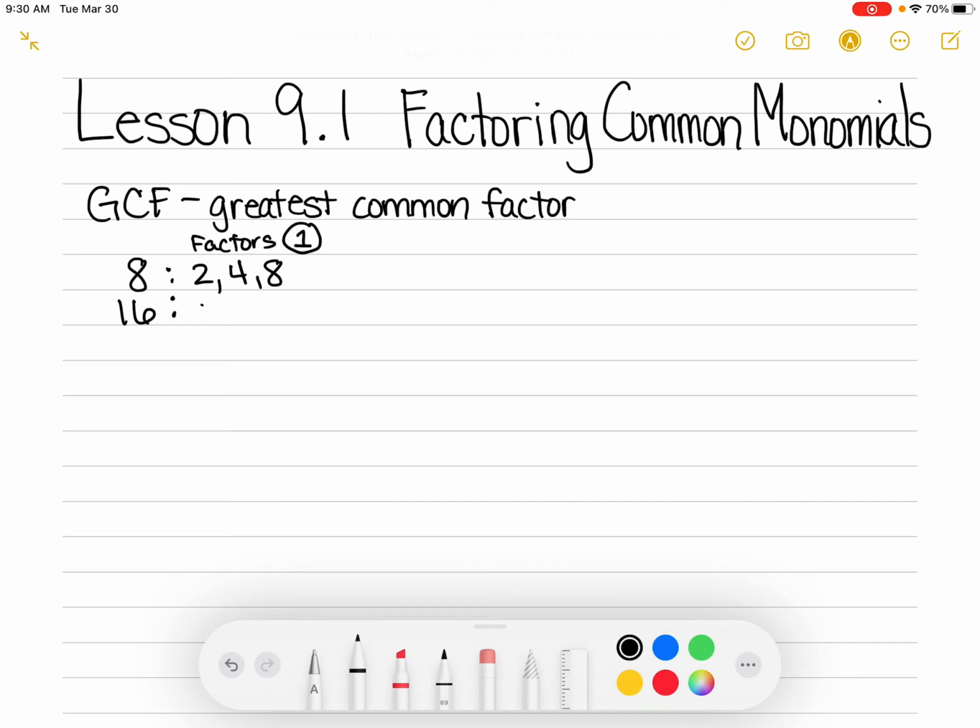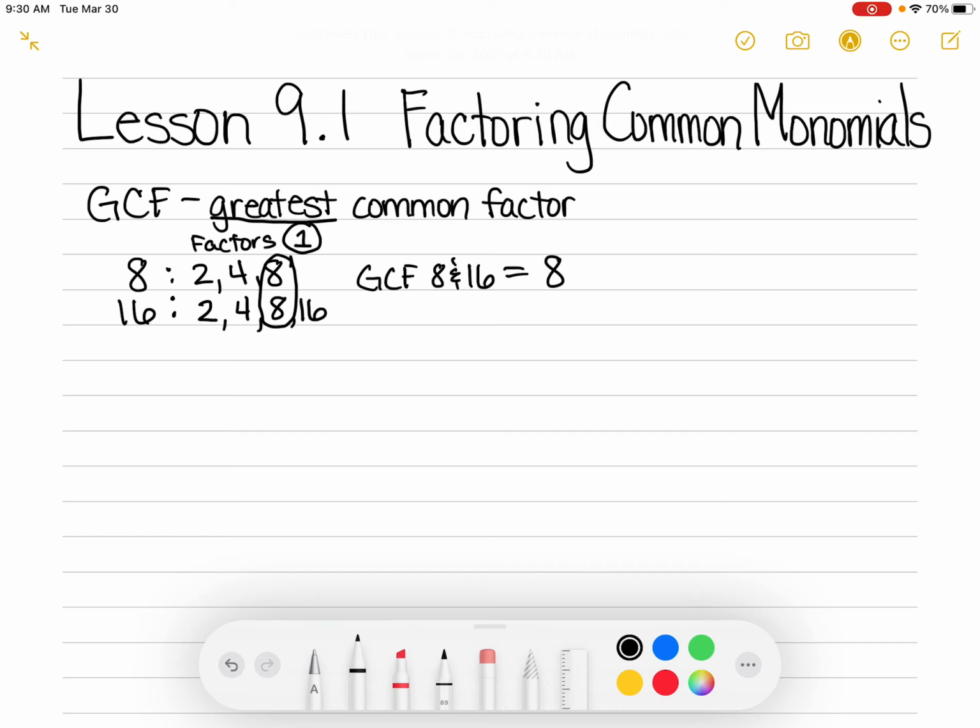Okay, so 16 would be 2, 4, 8, and 16. So this one has 4 different ones. Okay, so the GCF is exactly what it says. It's the greatest of these factors that are in common. So these two have a lot in common. They have 2, 4, and 8. So the greatest one is 8. So the GCF for 8 and 16 is 8. Okay, so that's what we're going to be doing with a bunch of our problems today.